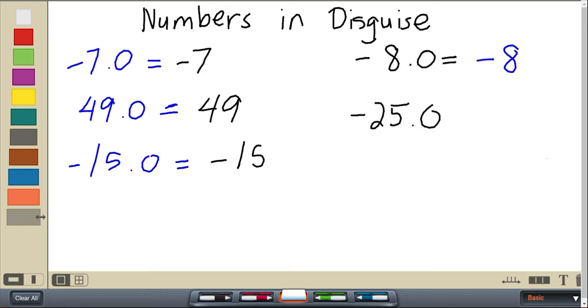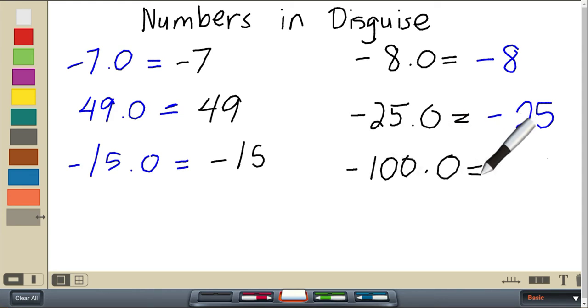Negative 25.0 is just equivalent to an integer because it's just like negative 25. One last example will be negative 100.0. It is just an integer because it is also equal to negative 100. So hopefully you will be guided on how to identify these numbers, because these numbers are really in disguise.